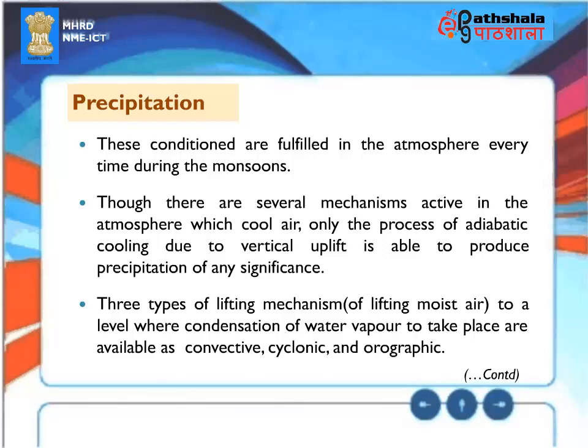Though there are several mechanisms active in the atmosphere which cool air, only the process of adiabatic cooling due to vertical uplift is able to produce precipitation of any significance. Three types of mechanism for lifting moist air to a level where condensation of water vapor can take place are available: convective, cyclonic, and orographic.